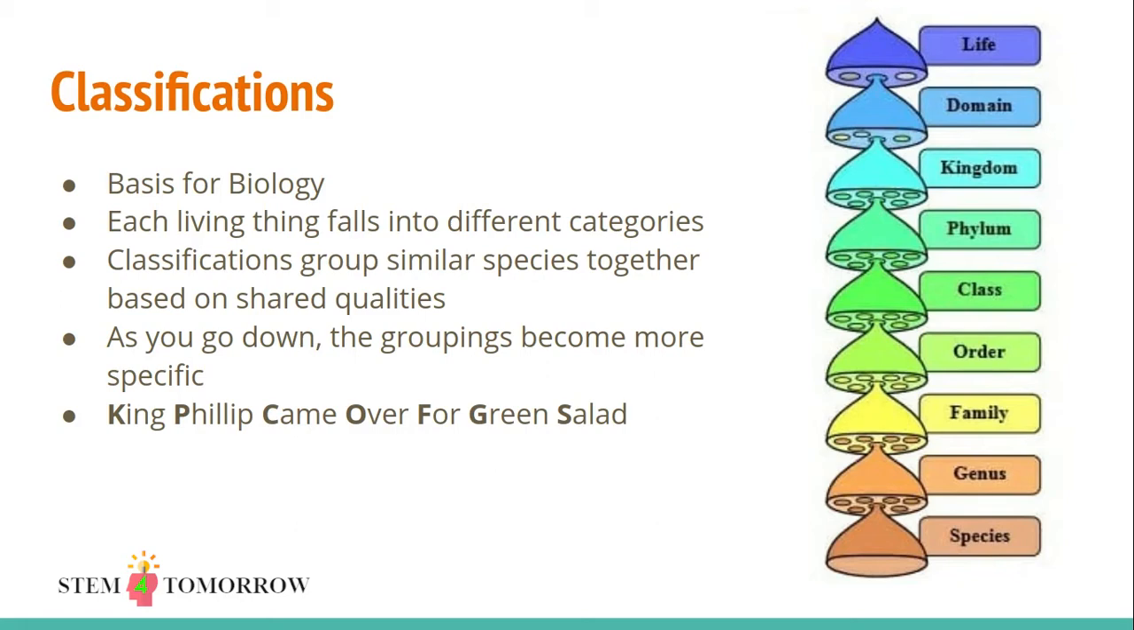As you're going to see to your right, there is life, domain, kingdom, phylum, class, order, family, genus, and species. As you go down that list, the groupings become more specific. So two animals from the same genus are going to be way more similar than two animals from the same domain. Like a blobfish and a lion are technically in the same domain, but they obviously wouldn't be in the same genus. A good mnemonic to remember this is King Philip came over for green salad, or garden salad. You have your preferences. King Philip came over for green salad. Just a helpful way to remember kingdom, phylum, class, order, family, genus, species.